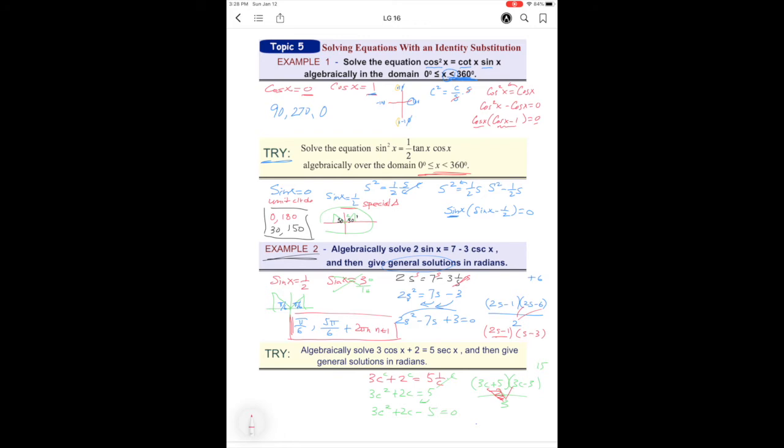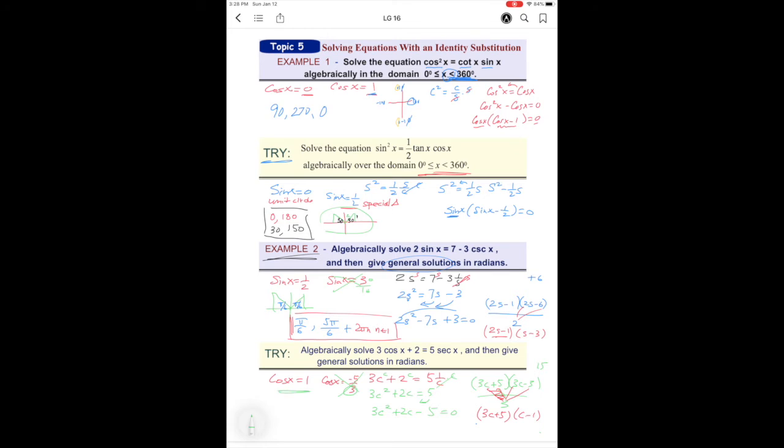Oh, pardon me. This side. So we have 3 cos plus 5 and cos minus 1. So we have cos x plus 1, remember the opposite. And here we have cos x equals negative 5 over 3. Again, you guys will see, can't have, reject.